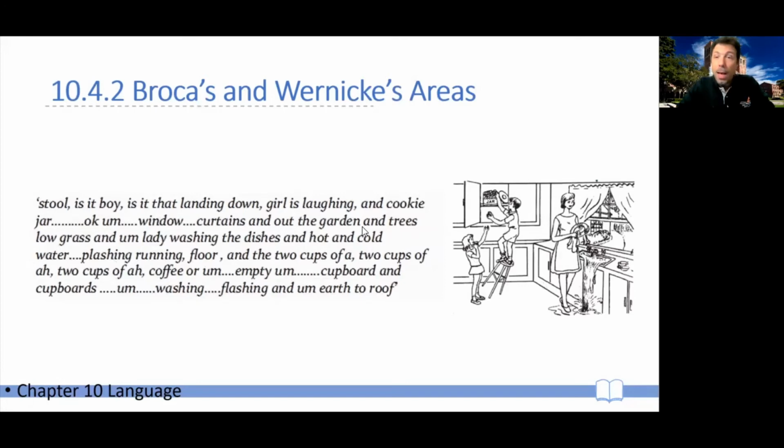She clearly seems to be understanding what's happening. She remembers the name of things. She understands what a stool is. There's a cookie jar. There's water. So she's clearly understanding what is happening in the scene.